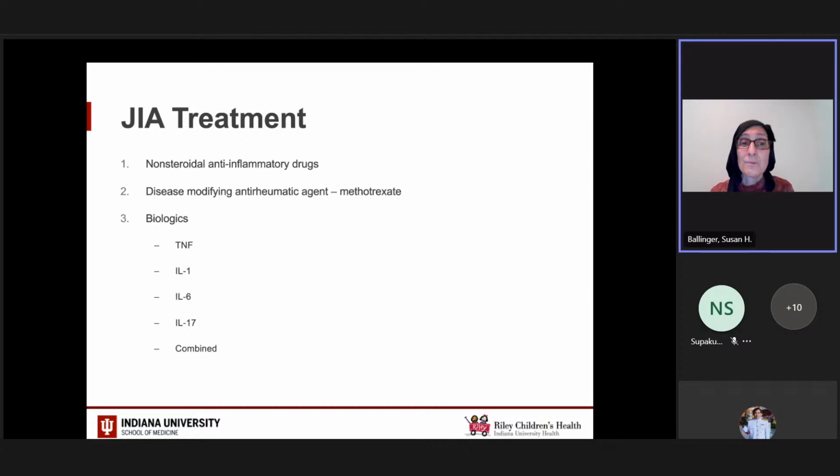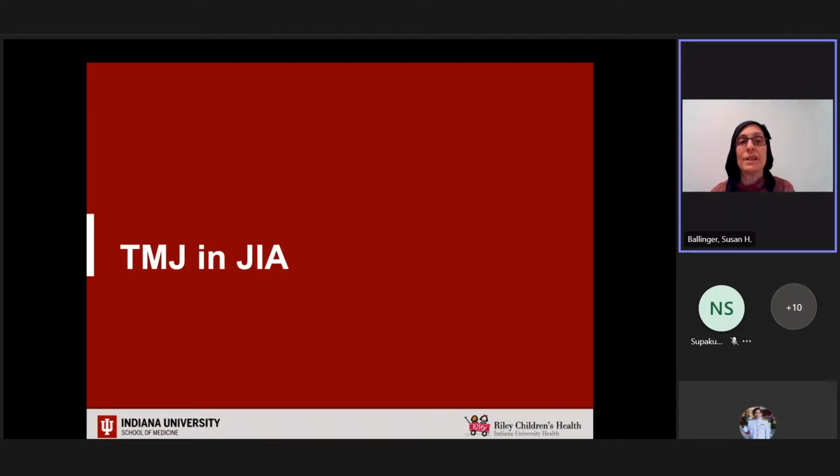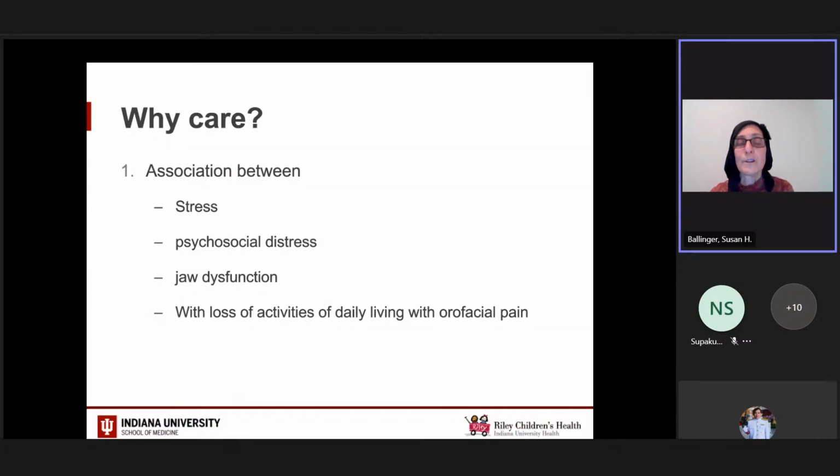And now in the age of biologics, which started back in 1997 with the TNF inhibitors, we can inhibit all sorts of inflammatory cytokines. TNF, IL-1, and IL-6 were the first big 3. We now have IL-17 inhibition as well as combined inhibition, and I should have up there as well the JAK kinase inhibitors. So TMJ and JIA, why should we care about this?